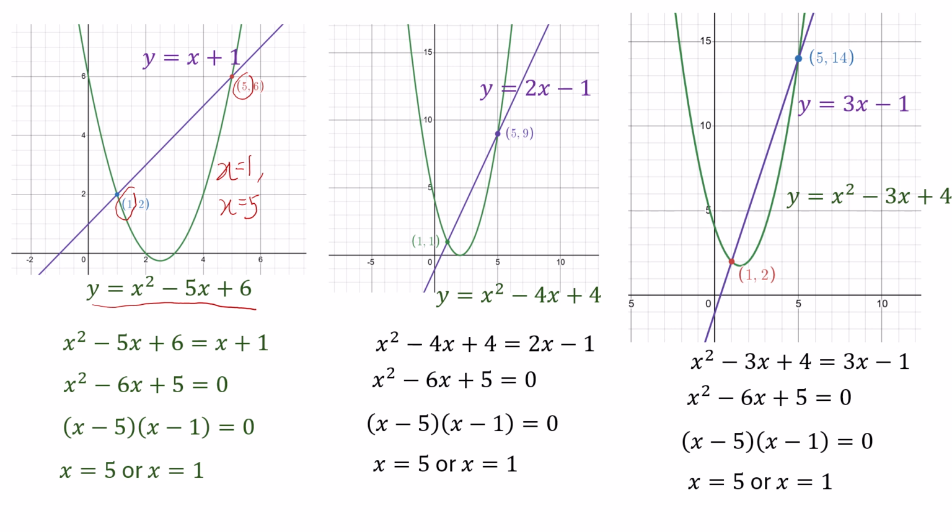You equate x squared minus 5x plus 6 equals x plus 1. You simplify it to get a quadratic equation, and then you factorize it and you get the solutions. So the x values, you see that x equals 5 and x equals 1 are actually the x coordinates of the two intersection points that you get when the curve intersects the line. If you look at the second diagram, you're given a curve y equals x squared minus 4x plus 4, and a straight line y equals 2x minus 1. And if you simplify it, what do you realize?